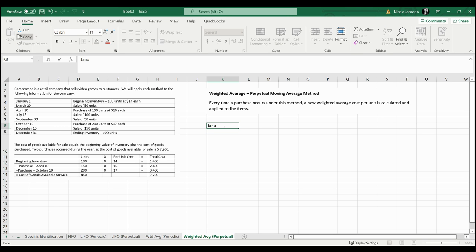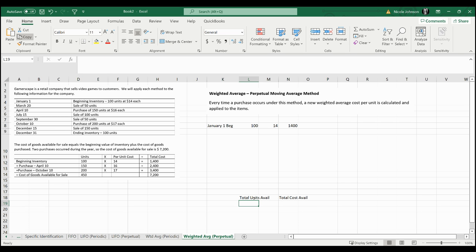So starting out, we've got our January 1 beginning inventory. We had 100 units at $14 apiece. Our total for these is 100 times 14. This is currently our total cost available. So what I'm going to be doing down here is I'm going to put right here total units available, total costs available. This is going to adjust as we make sales and more purchases.